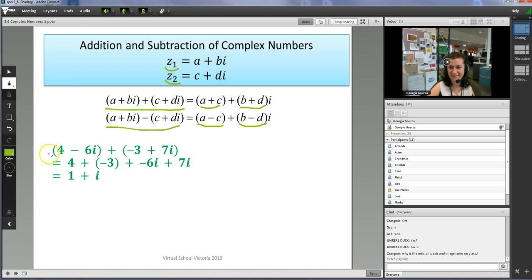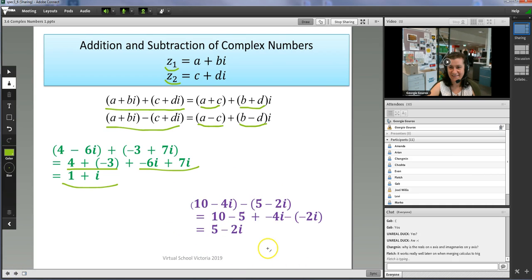So in this example, let's have a look. There's two complex numbers being added together. Pretty simple. 4 minus 6i in brackets, that's one complex number being added to -3 plus 7i. So we can just see here we're adding the real to the real and the imaginary to the imaginary. You're treating i almost as a polynomial variable, and we end up simplifying the answer, and that's the result. And here's a subtraction example. 10 minus 4i, take away 5 minus 2i, subtract the real from the real and the imaginary from the imaginary for the final answer.